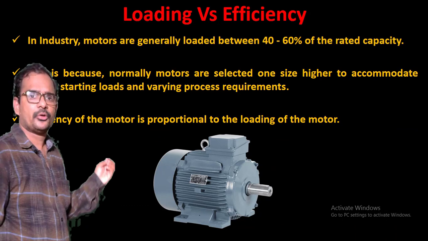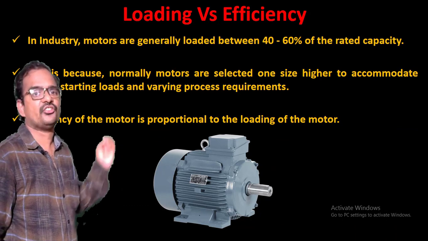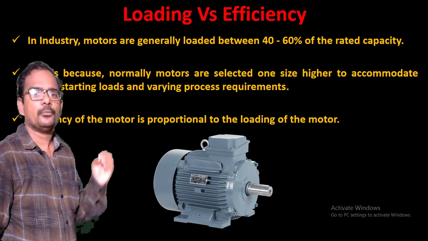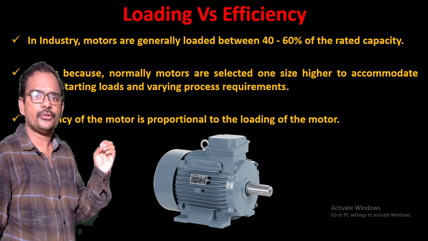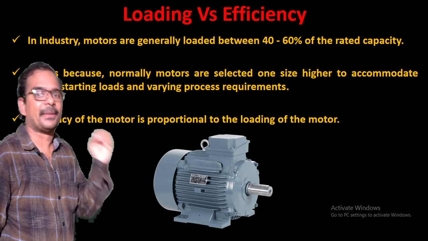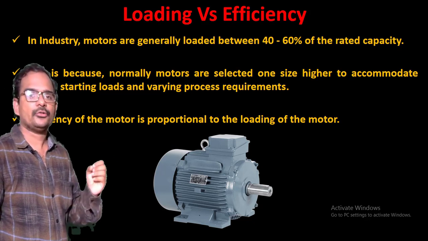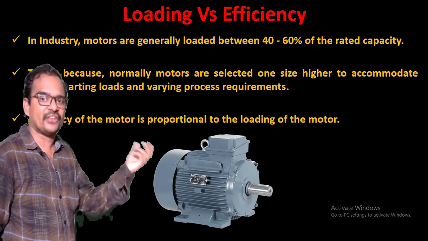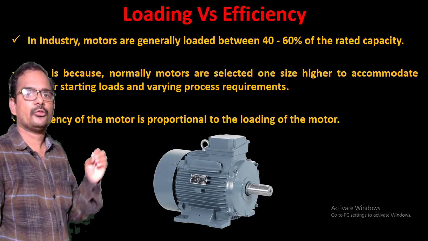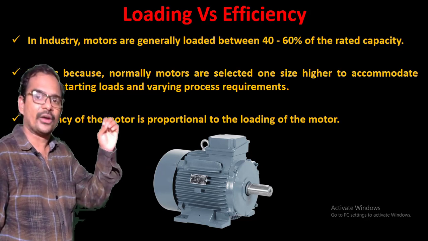Now let's discuss an important topic, that is loading versus efficiency. In industry, motors are generally loaded between 40 to 60% of the rated capacity. Even though you take a 2 HP motor, you are going to load it only to 1 HP.